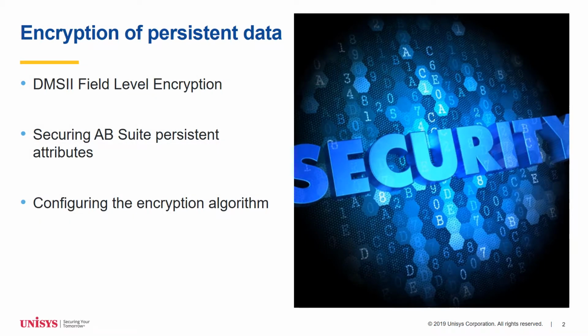AB Suite 7.0 uses DMSII field-level encryption for encrypting data in an MCP runtime database. In this video, I'll discuss what MCP release level you will need to be able to use DMSII field-level encryption. I'll show you how to secure a persistent attribute, and I'll show you how to set up your configuration with an encryption algorithm.